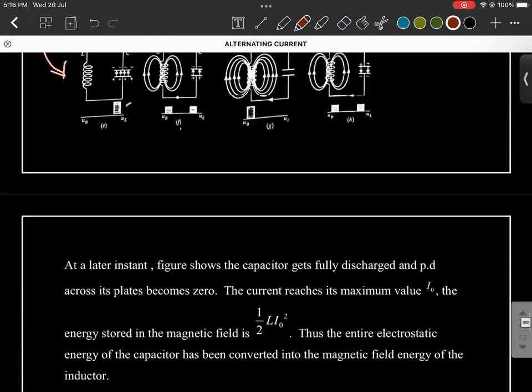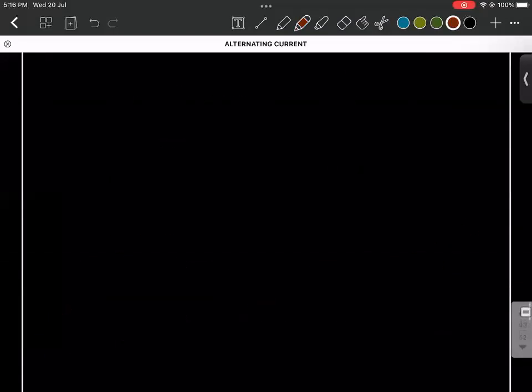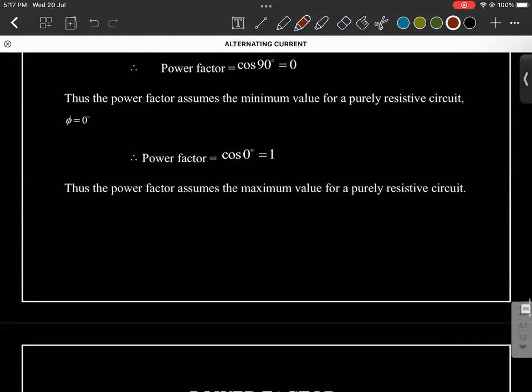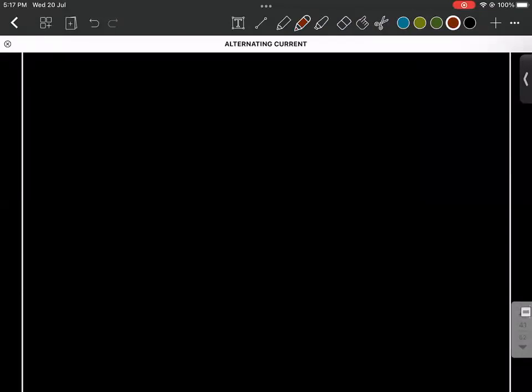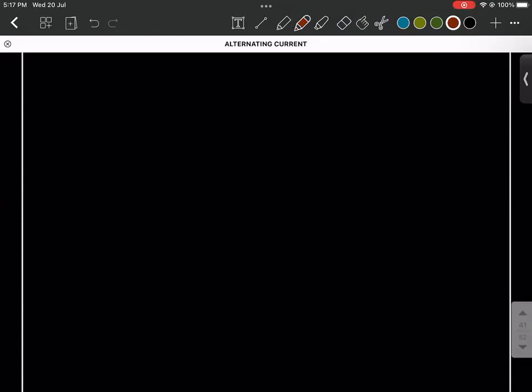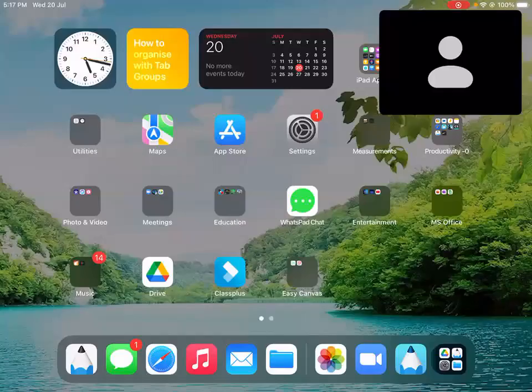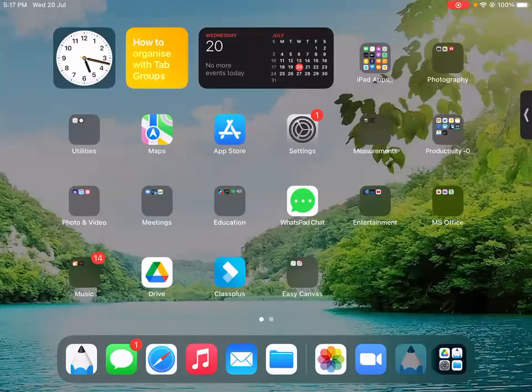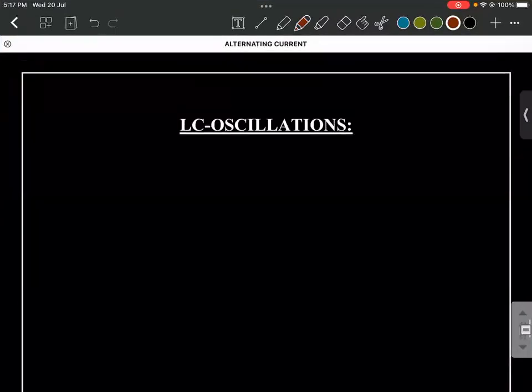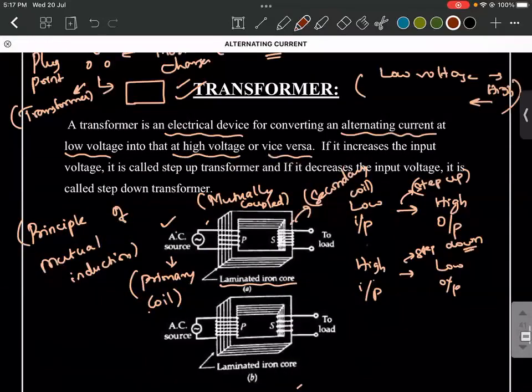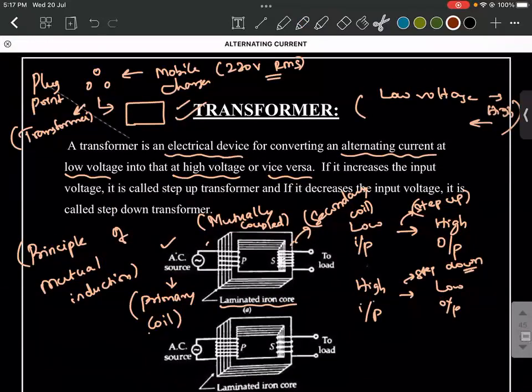Sir, you are not audible. Yeah, those who are online, are you able to hear me now? Yes, sir. Okay. So first we'll start with transformer, because that's a slightly lengthy topic. Once transformer is over, then we can discuss LC oscillations.